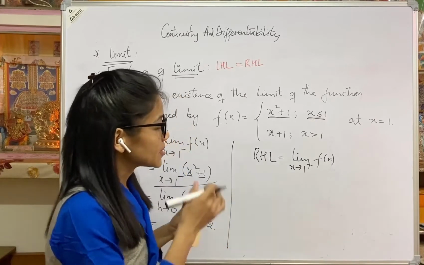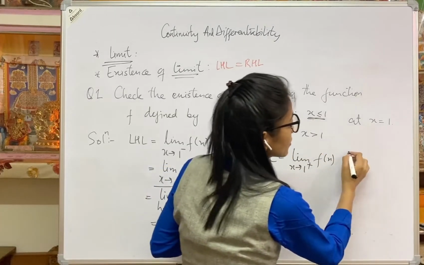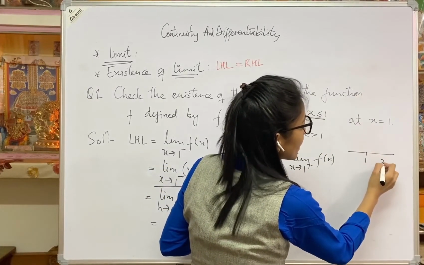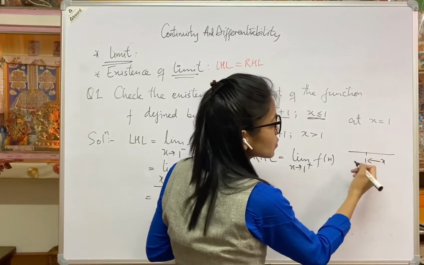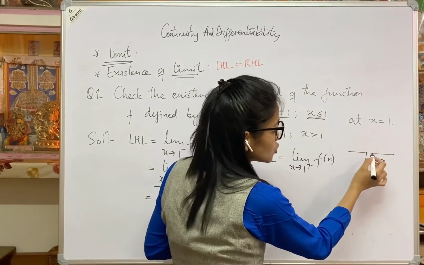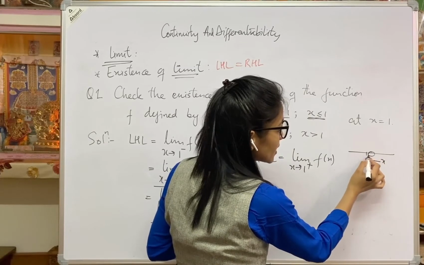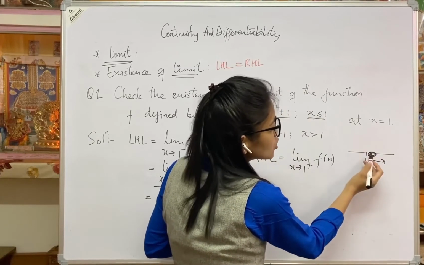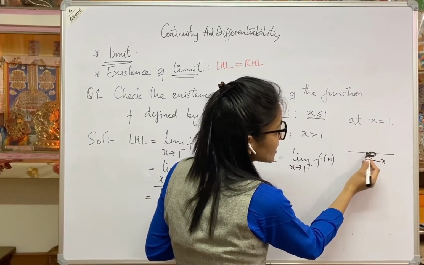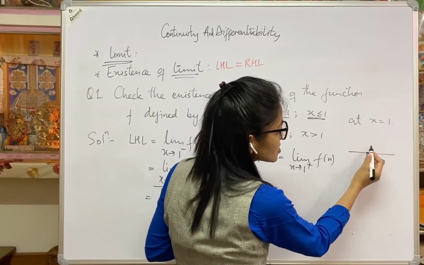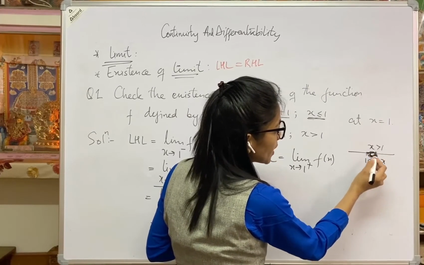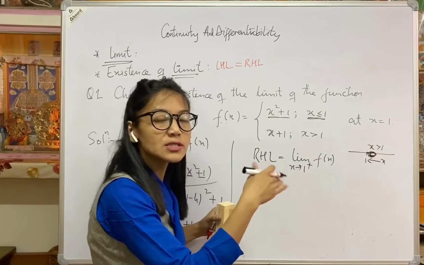Okay, so this is the difference. Now say this is 1, and x is moving towards 1 from the right hand side, which means x is somewhere here. As you take x very close to 1, x is always greater than 1, because on the right hand side the number is always greater.